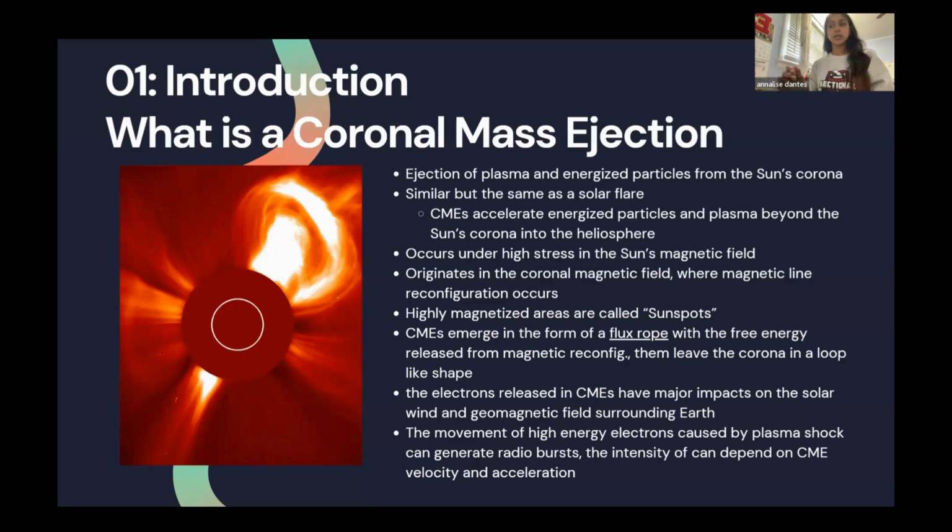It affects that too. And the movement of high energy electrons caused by plasma shock also cause radio bursts, which are another way that CMEs can affect the geomagnetic field around Earth. And the intensity of these plasma shocks depend on the CME's velocity and acceleration.